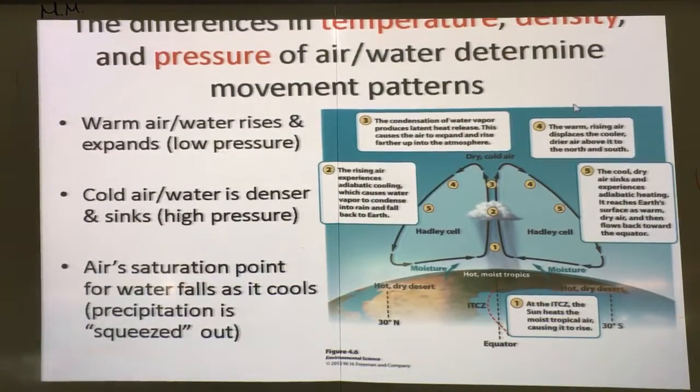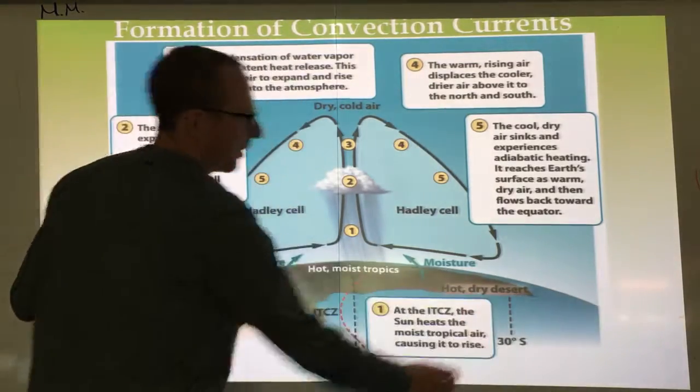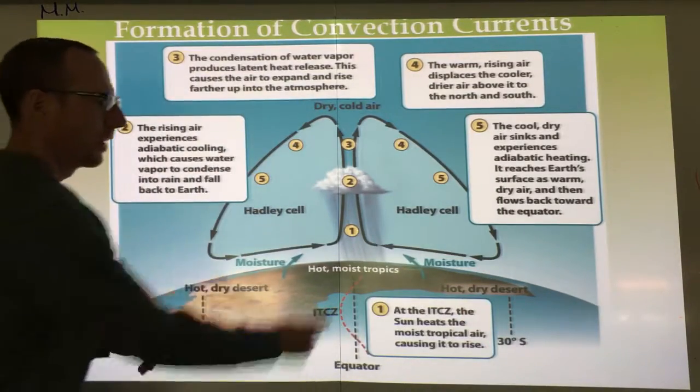Now all these things determine our global wind patterns. So what we have here is the differences in temperature, density, and pressure help the movement. Okay, so let's blow this picture up and take a look at it. What we have here is 30 degrees south, 30 degrees north, and the equator.